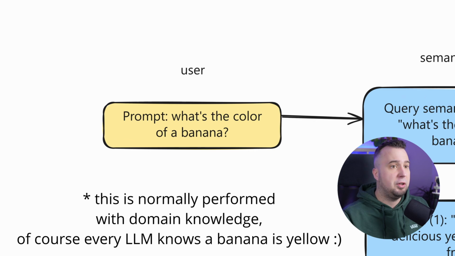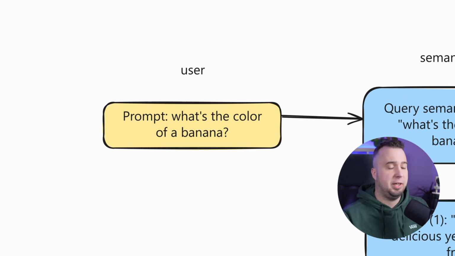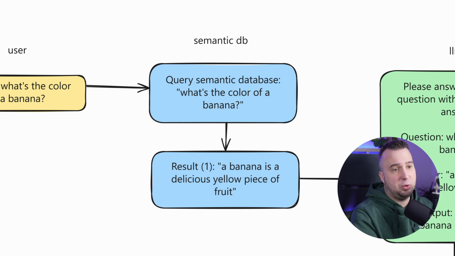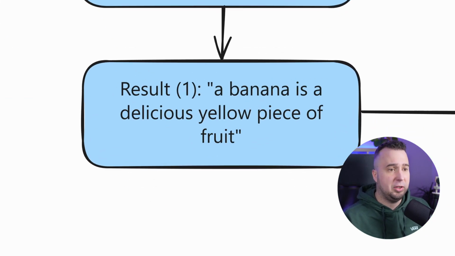There is a user and the user wants to know what the color of a banana is. So everything starts with the user asking what is the color of a banana. This question is then sent to a semantic database. Now this semantic database will try to find texts in the database that are similar to the question. So it will try to find text with the word banana or maybe the word color. As you can see, we get one result from the semantic database: a banana is a delicious yellow piece of fruit.